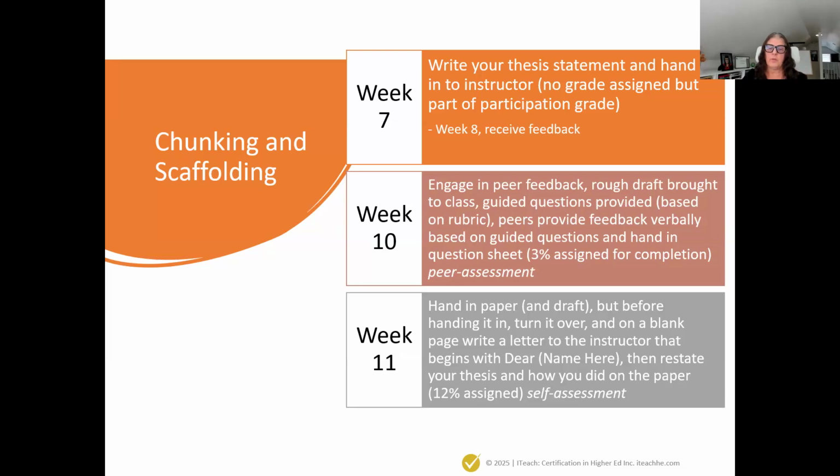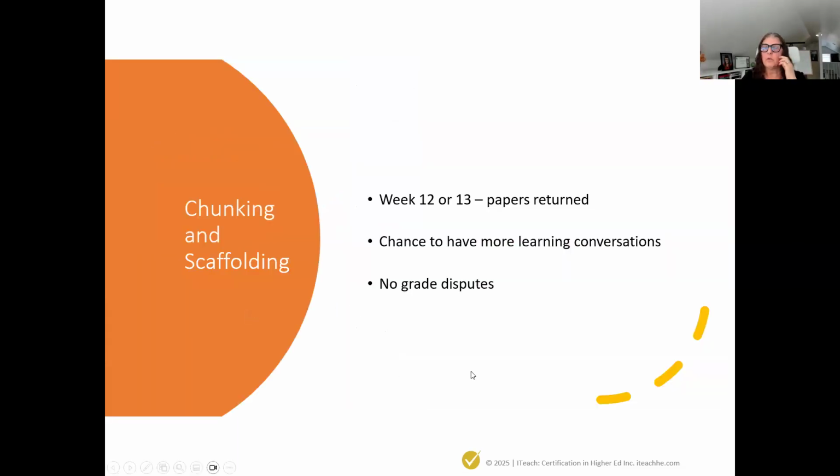So they would hand it in, and then I would grade it and give it back to them either the next week or the week after. We would have a chance to have more learning conversations about anything. But over the 5 years that I taught this, 100 students each term, I never had any grade disputes because it was just very clear.